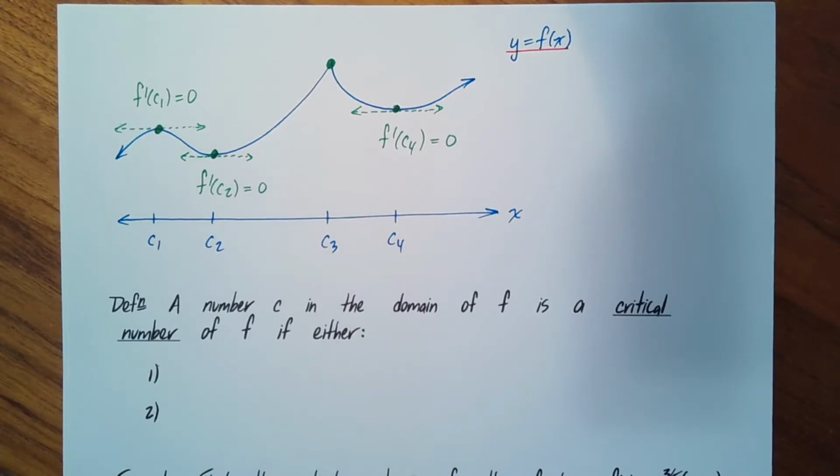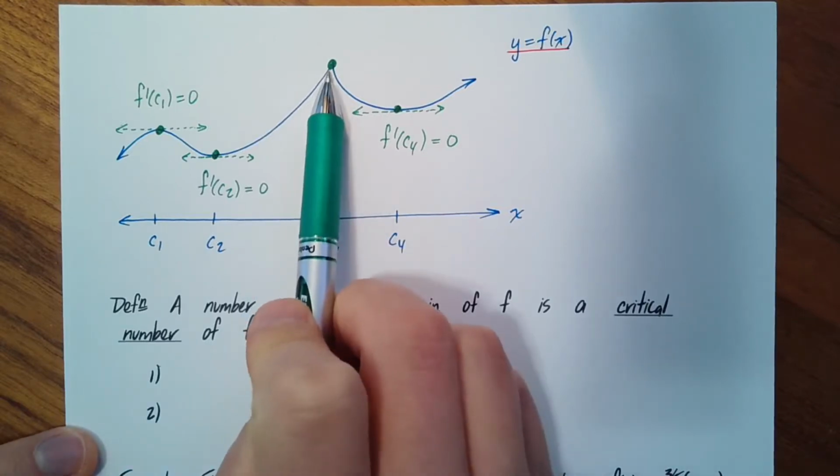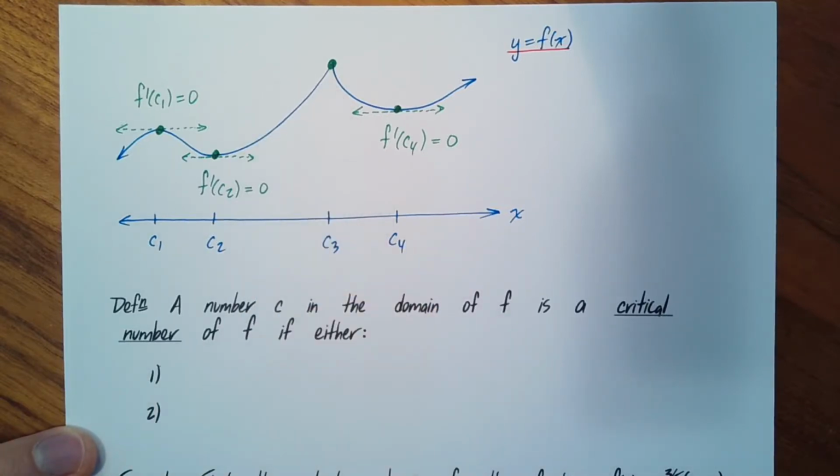But there's other ways that functions can have local extrema, right? Look at this one. Is the slope of the tangent line there going to be equal to 0? Can you even draw a tangent line at that point? No, because the function is not differentiable at C3. So you're unable to draw a tangent line there.